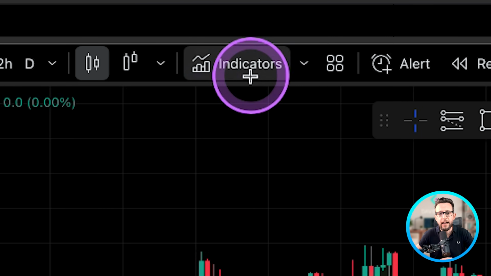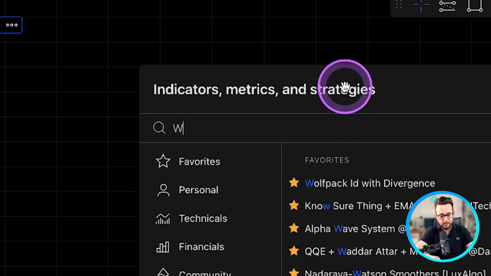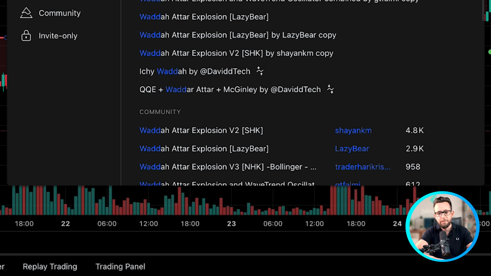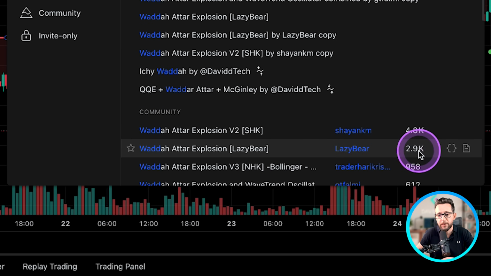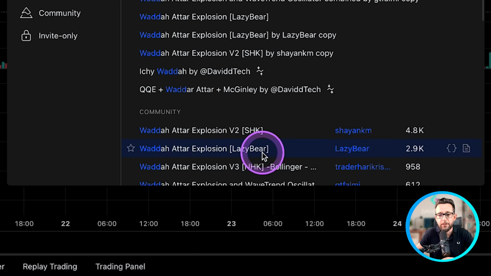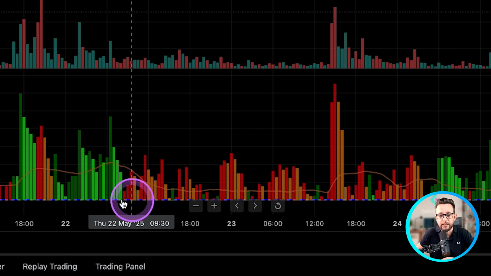Next indicator we're going to be adding is the Waddah Attar. Now I've spoken about this one many times on the David Tech channel. It's this one here by Lazy Bear, 2,900 downloads. I'm surprised it's not a lot more. We're going to click on that and the Waddah Attar is going to add this indicator here.